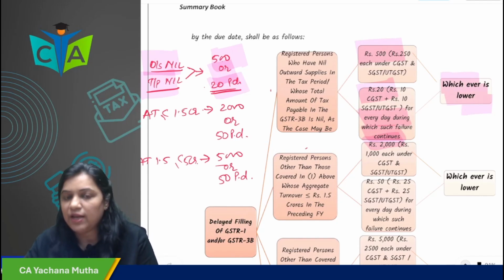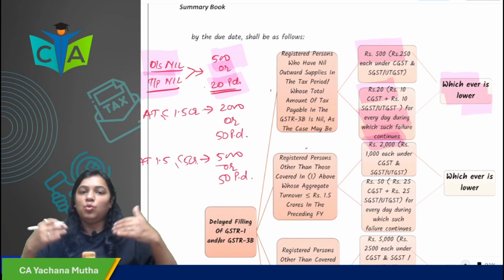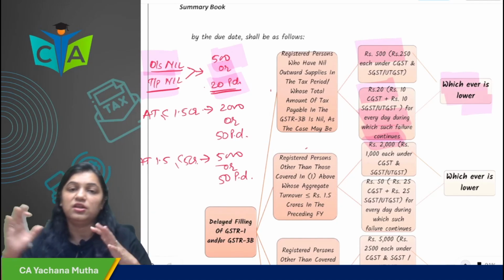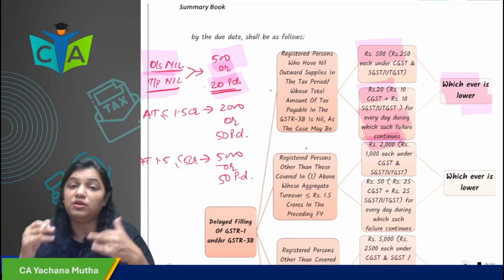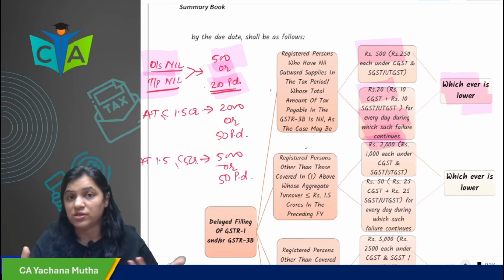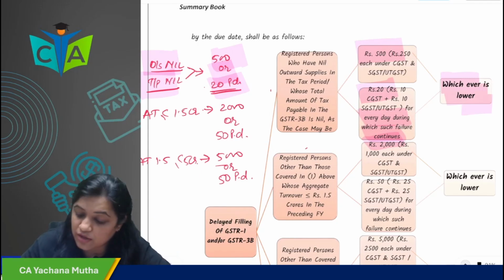Now again, I am telling you, from now we would be talking about total, CGST plus SGST. In exam you have to see what they have asked. They have asked you CGST penalty, SGST penalty, total penalty, IGST penalty, what they have asked. Accordingly you have to answer.